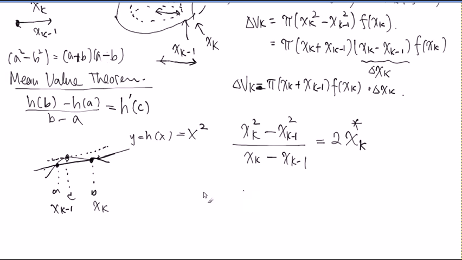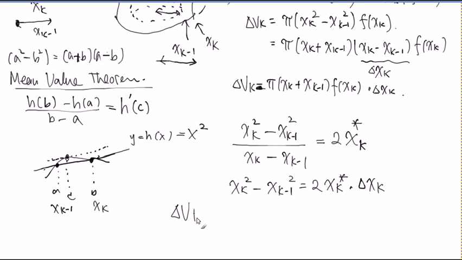Correct? So if you solve for x_k squared minus x_{k-1} squared, it becomes 2 x_k star times x_k minus x_{k-1}. In the Riemann sum context, what is a better notation for x_k minus x_{k-1}? Delta x_k. That's right. So let me copy that down again.